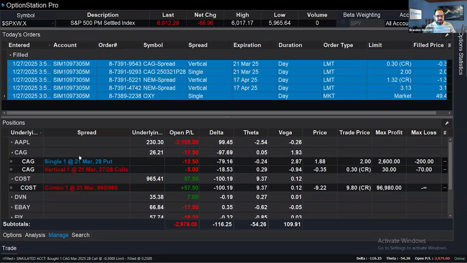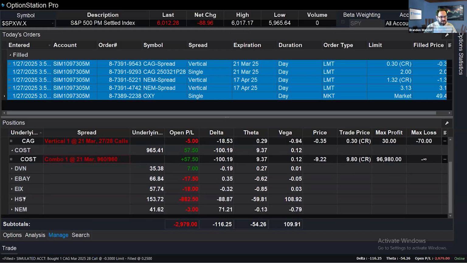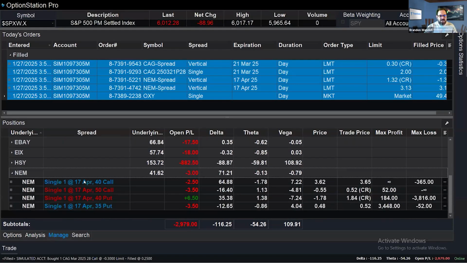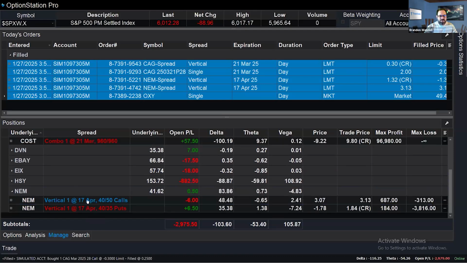And I put on a put spread, but for some reason I only got filled on one of the puts. Interesting. That's what threw me off. Anyway, I can see the trades I did today. Newmont, Oxy, that was a single order. So let me see the Newmont trades. There they are. And I have them separate right now. But again, putting these together, there's the call spread and there's the put spread.